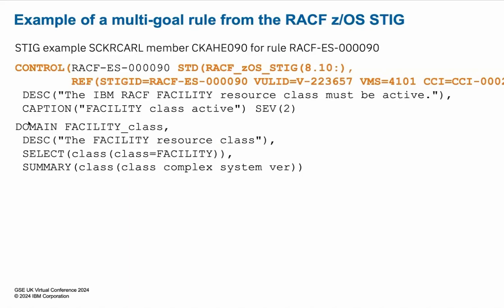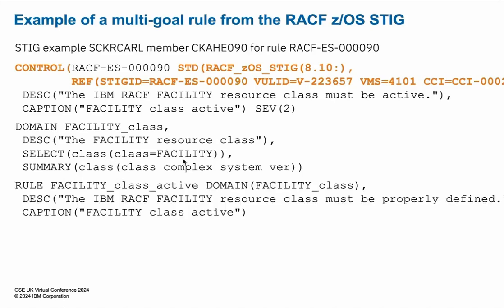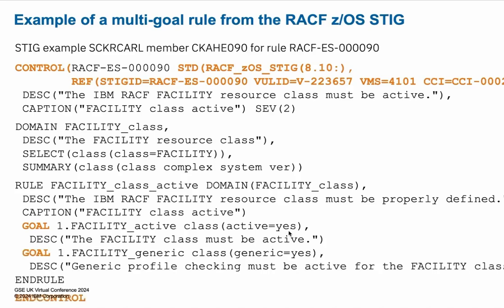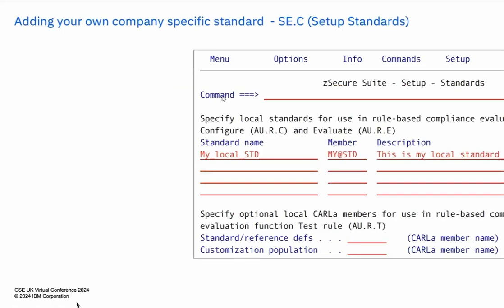In this, here we're selecting all objects from class facility. And then we go to the rule specification, and the rule is normally the requirement. And the requirement is the facility resource class must be properly defined. And then we go to the granularity, which is goal. And this is where the check is evaluated. This is where the actual evaluation happens. We do check here if the class is active. And we end with end control.